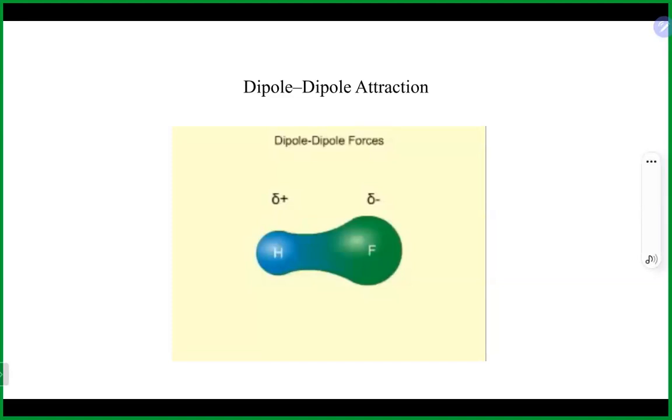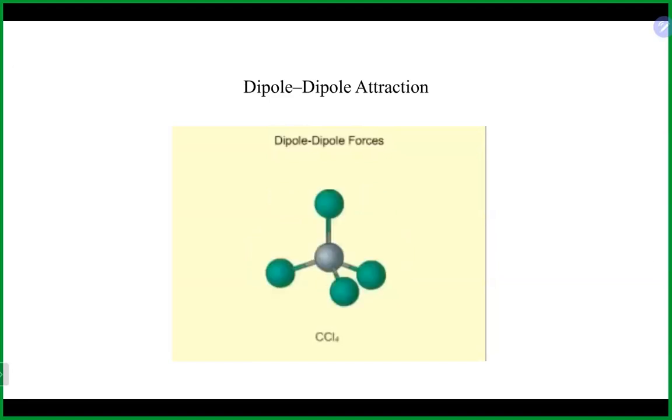Molecules have a permanent dipole, that is, a separation of charges, because of the unequal sharing of electrons. Some molecules which contain polar bonds do not have a net dipole. For example, carbon tetrachloride has polar carbon-chlorine bonds, but the polarities cancel as a result of its symmetrical structure. It is therefore a nonpolar molecule.